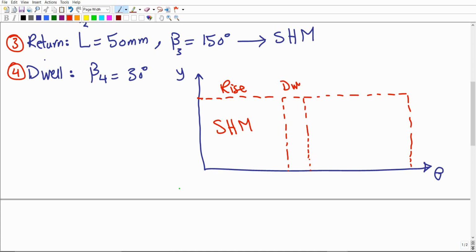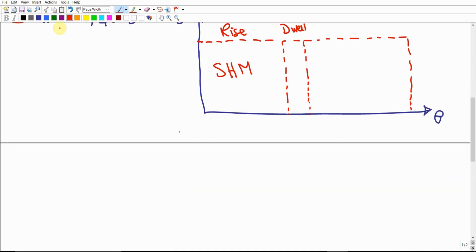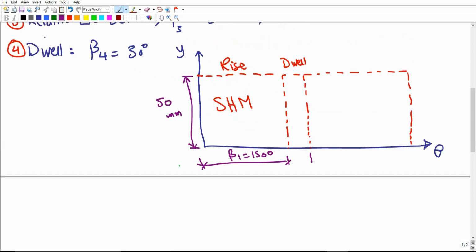Then we're gonna have dwell for 30 degrees. So this is gonna be the dwell, and you should specify the beta. This beta here should be 150. This is gonna be beta 1, just 150 degrees. And this lift, total lift, is already given to us as 50 millimeters. Make sense? And here we're gonna have another, this is gonna be beta 2, just 30 degrees.